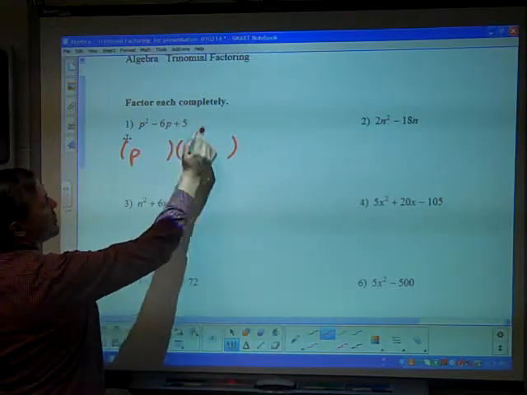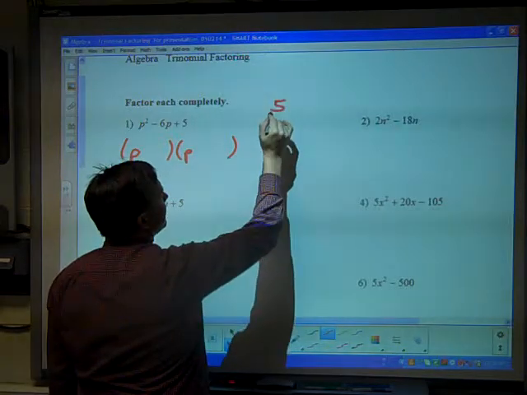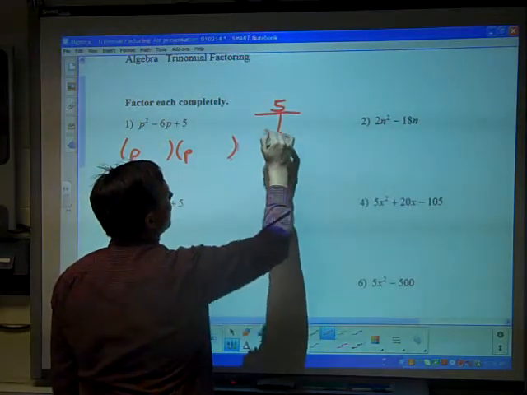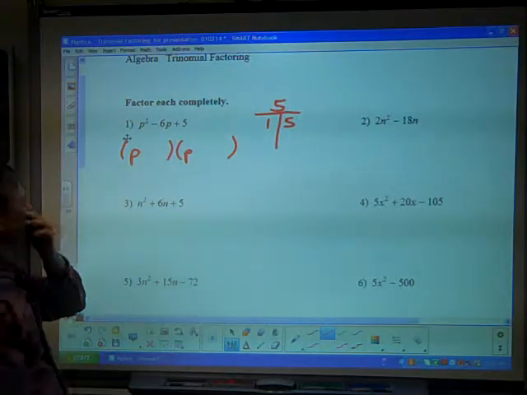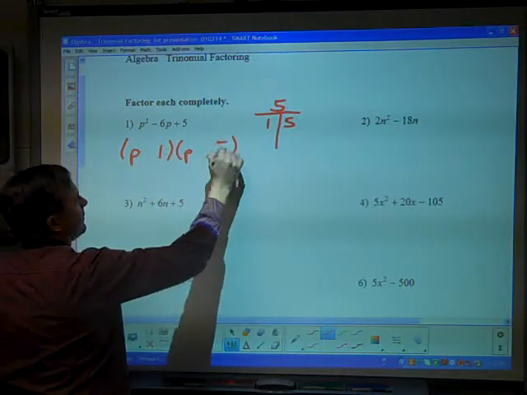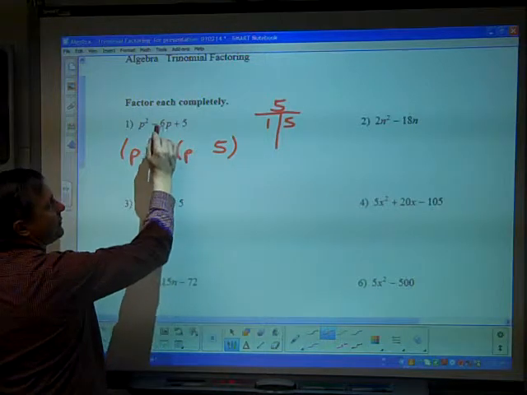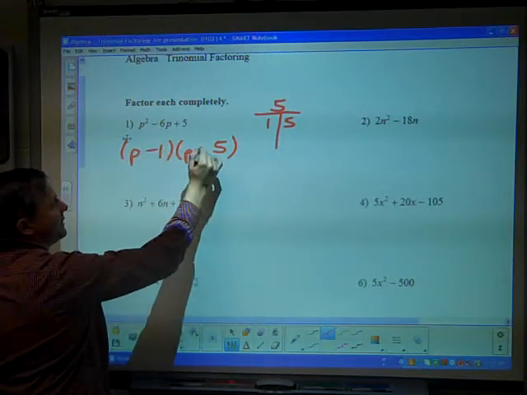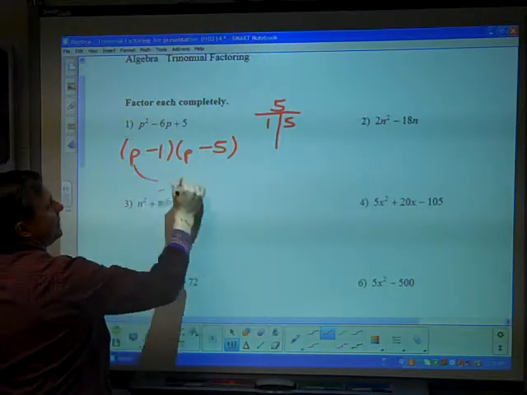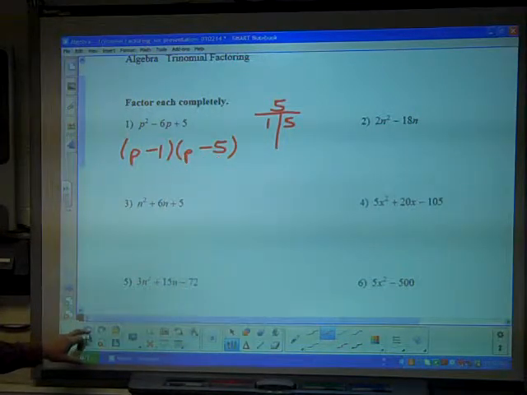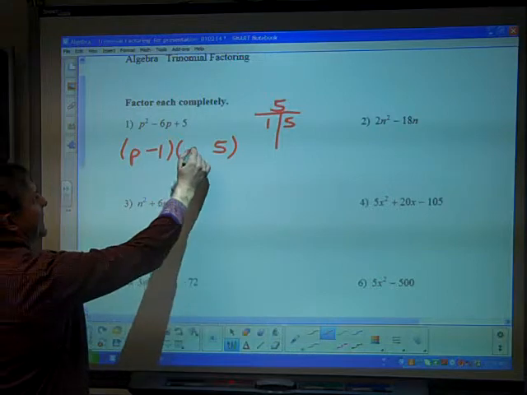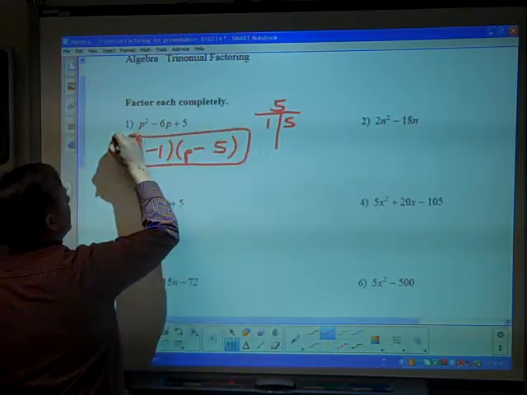That makes p squared. The question now is, what are the factors of 5? Well, there's only 2, 1 and 5. So is there a way for me to use 1 and 5 and get a positive and a negative sum? Well, 2 negatives, right? Is negative 5p and negative 1p negative 6p? The answer is yes. So my answer is this.